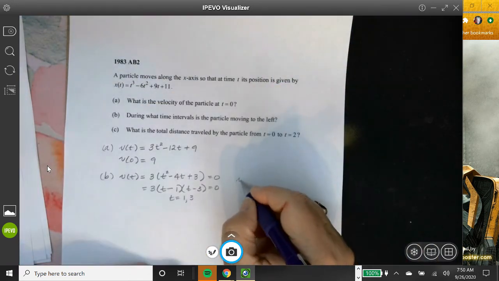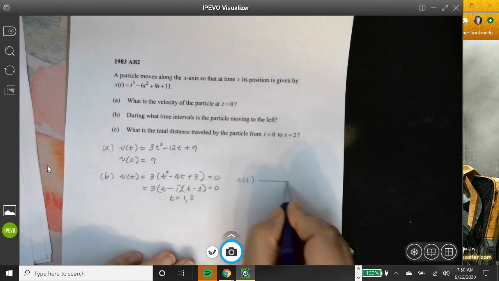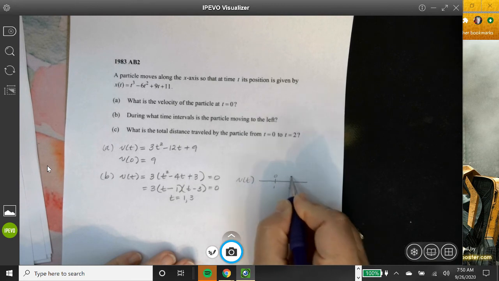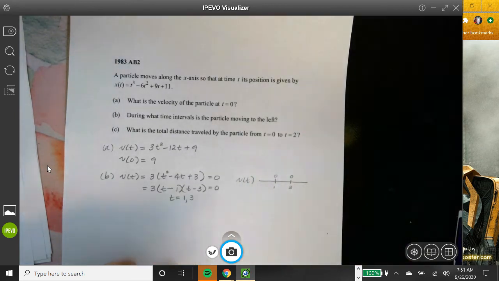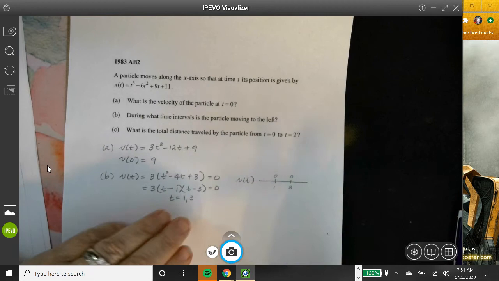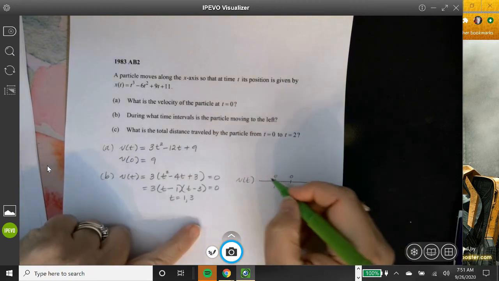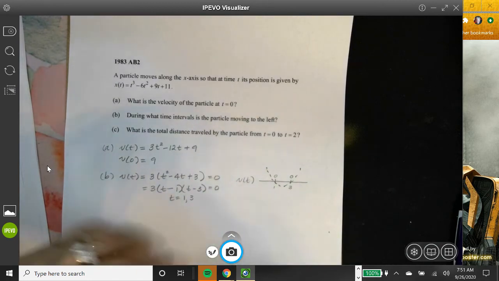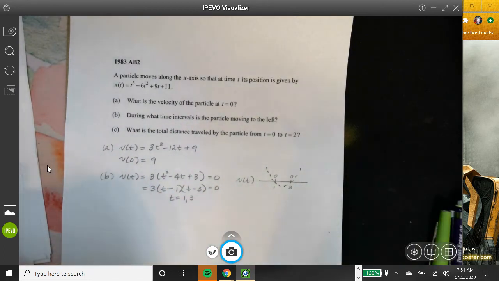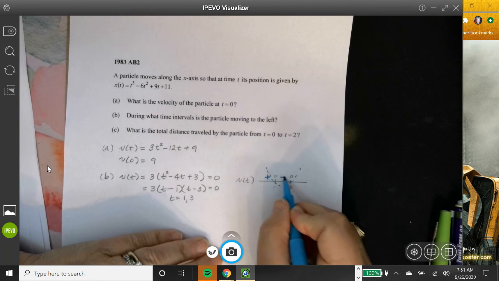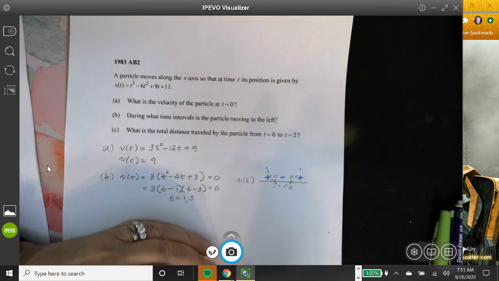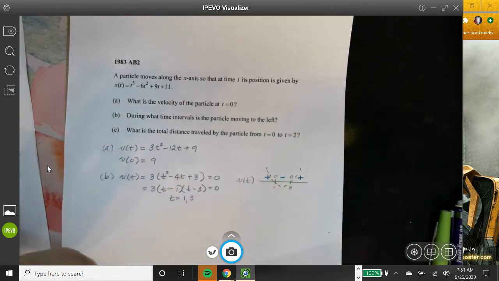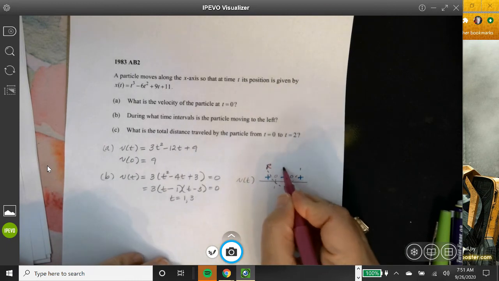I should label it first. There it is. And it's going to be 1 and 3, and I have zeros there. And I'm going to superimpose the shape of my velocity curve on this graph, which is a quadratic, opening up. And if I do the signs, we get plus, minus, plus. And so thus we know the particle is moving right, left, right.